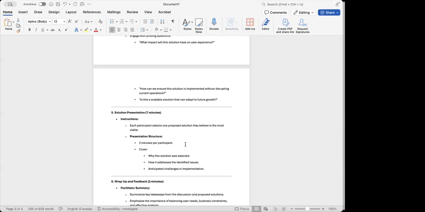So the solution was selected because the users were having difficulties navigating through the system. So that's why we proposed the idea of redesigning the user interface, because that's going to solve the problem of navigation. That's going to make it easier for the users.